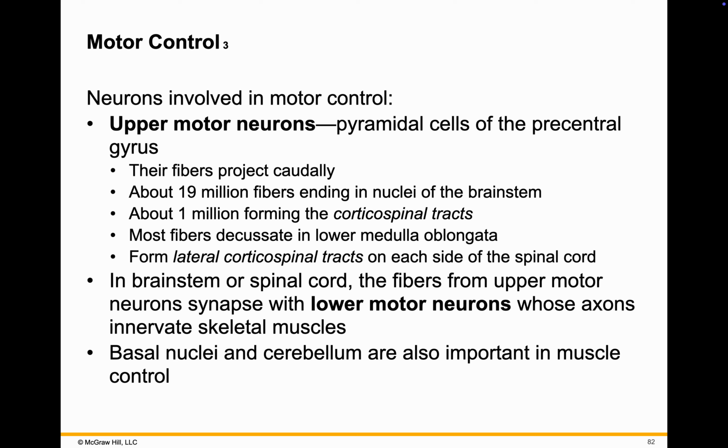Upper motor neurons are pyramidal cells of the precentral gyrus. Their fibers project caudally. There are about 1 million fibers ending in the nuclei of the brainstem. Most of the fibers decussate in the lower medulla oblongata, and form the lateral corticospinal tracts on each side of the spinal cord. In the brainstem or spinal cord, the fibers of the upper motor neurons synapse with the lower motor neurons and innervate skeletal muscles.